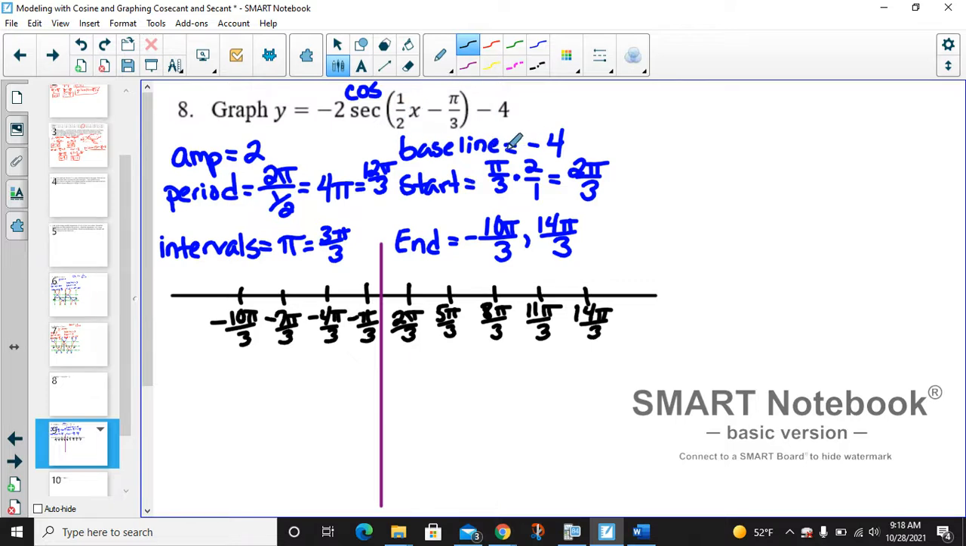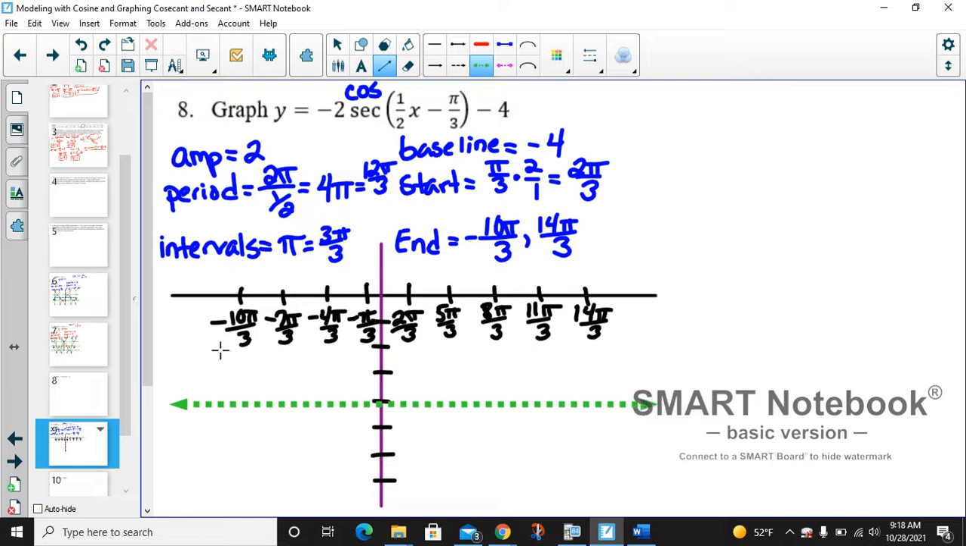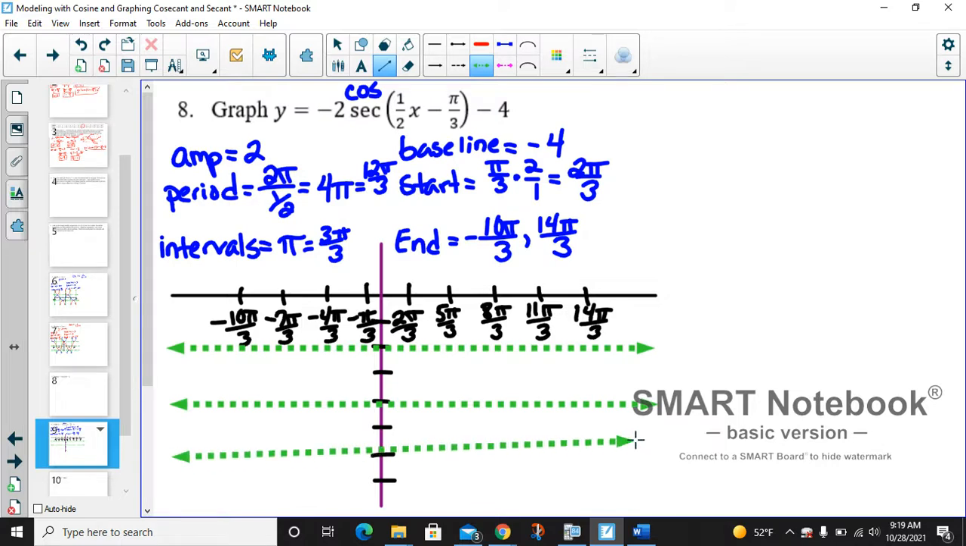Now, my baseline is negative 4 and my amplitude is 2. So I have to go 1, 2, 3, 4, 5, 6. I'll do 7 just for good measure. My baseline is negative 4, so that would be here. My amplitude is 2, which means I go up 2 to negative 2 and down 2 to negative 6.